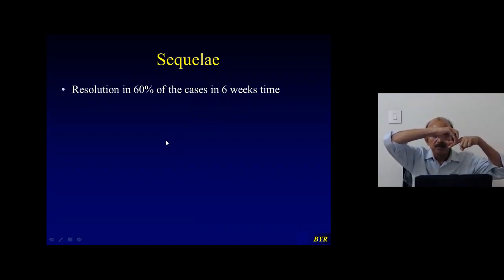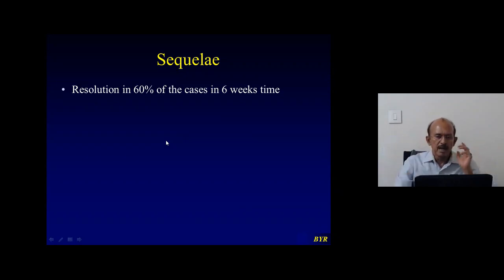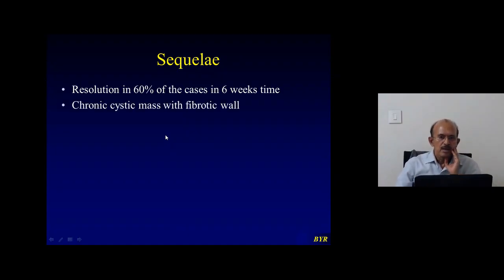Now this communication also gets fibrosed. That means it becomes non-communicating. Then the fluid in the cyst gradually gets absorbed and the cyst will dissolve. Chronic cystic mass with fibrotic wall.